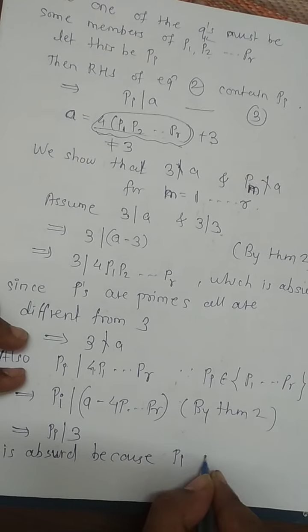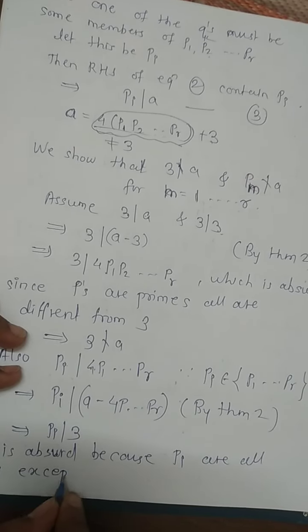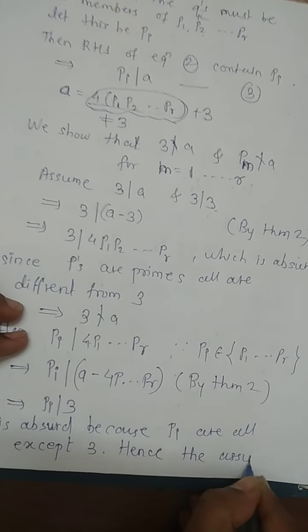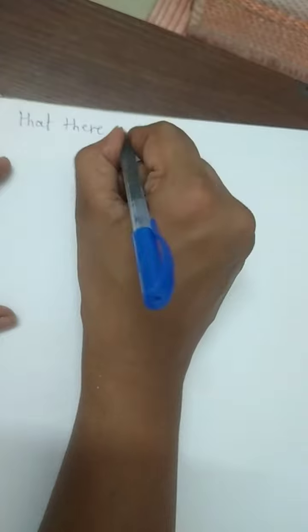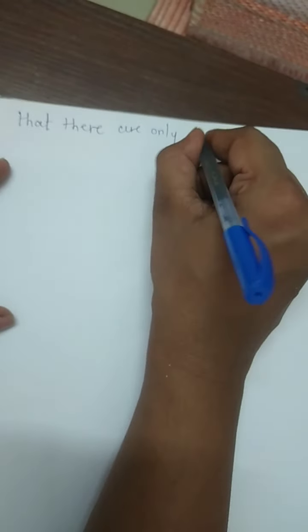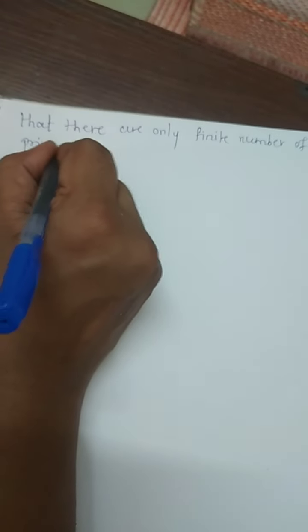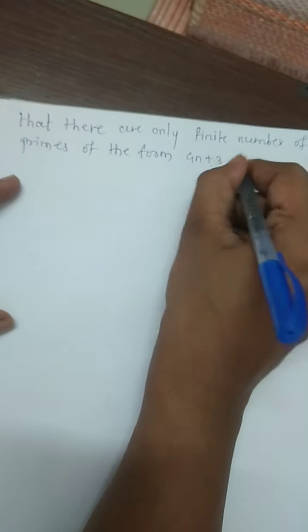Because the pi are all primes except 3. Hence the assumption that there are only a finite number of primes of the form 4n plus 3 is false.